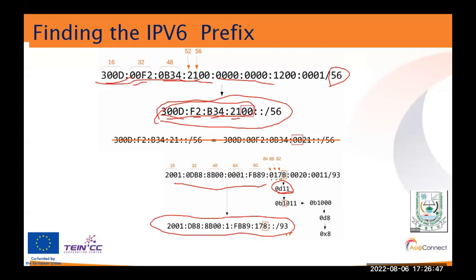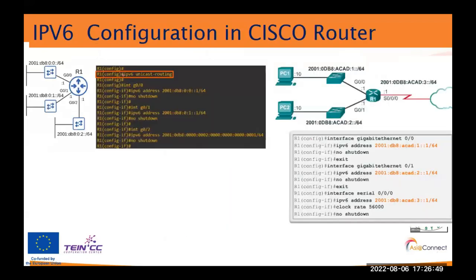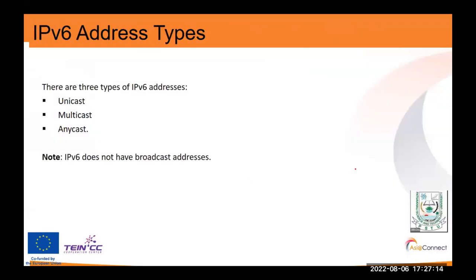I am just reading quickly because time is very short. This is the basic IPv6 configuration in a Cisco router. Just as previously, we can configure it. IPv6 unicast routing, all are unicast routing. And we can call the interface, and then ipv6 address, then we can write the network, that means the IPv6 address, then we can bring up the router interface. Okay, this is the basic configuration.